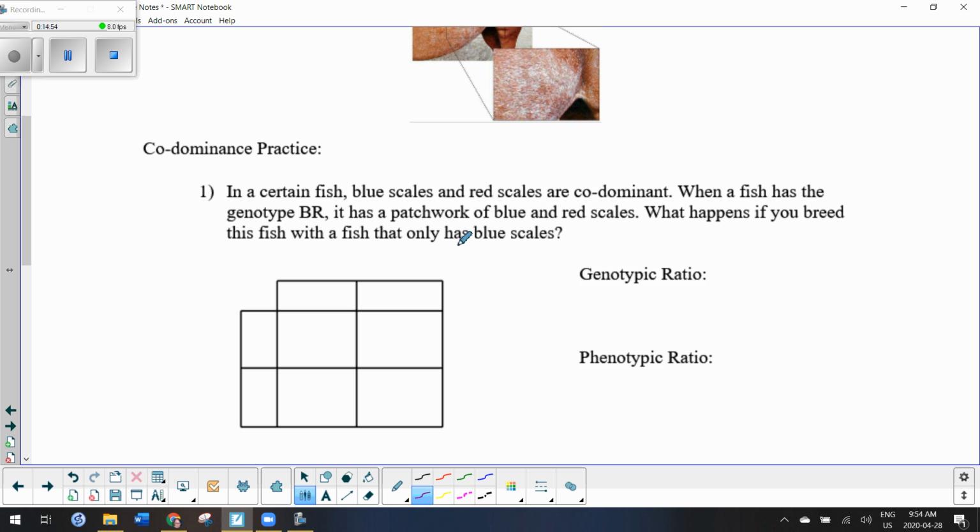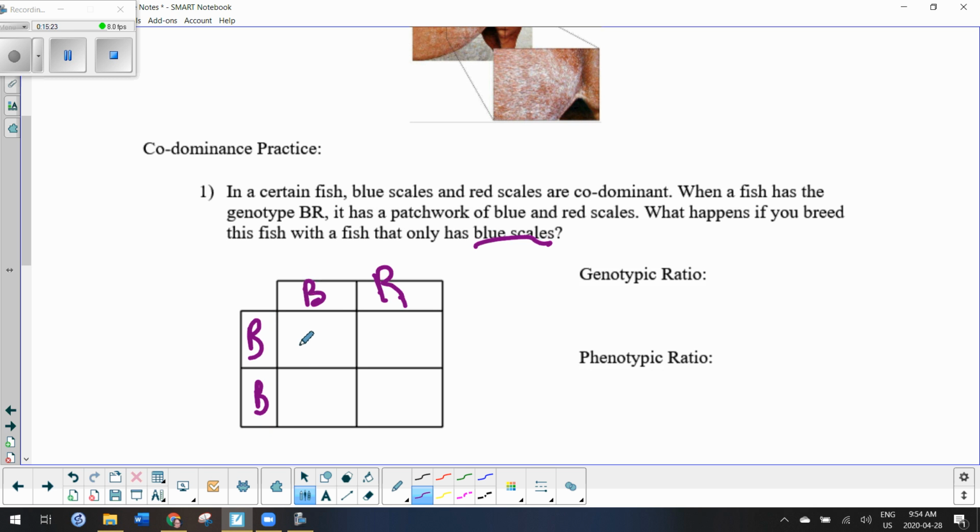So what happens if you breed this fish with one that only has blue scales? So it's saying that you are breeding this patchwork one, so that's saying you're taking this one, okay? And then only blue scales. I would assume that this B is going to represent blue. So I'm going to have a fully blue scaled fish.